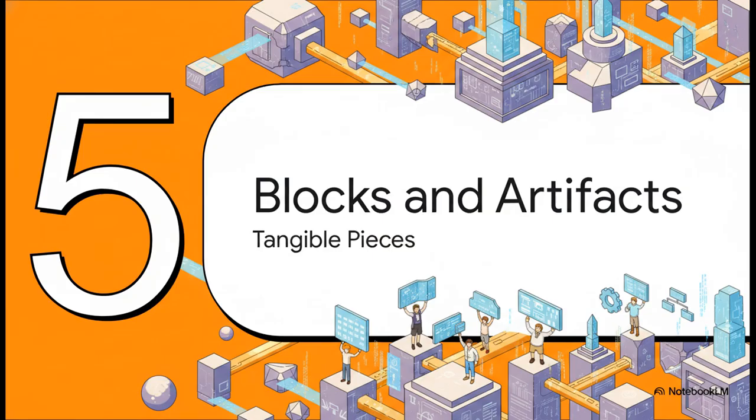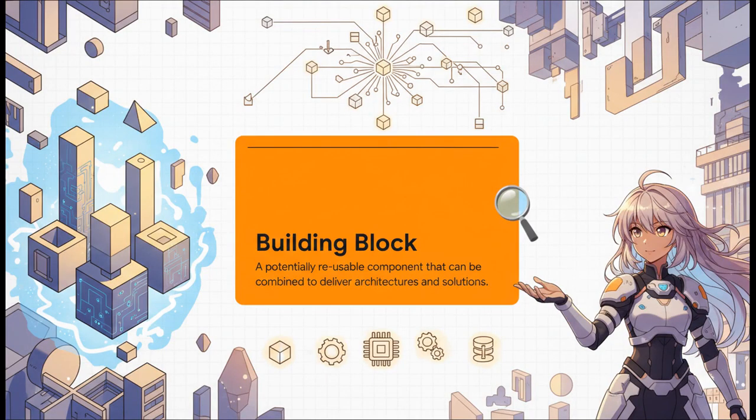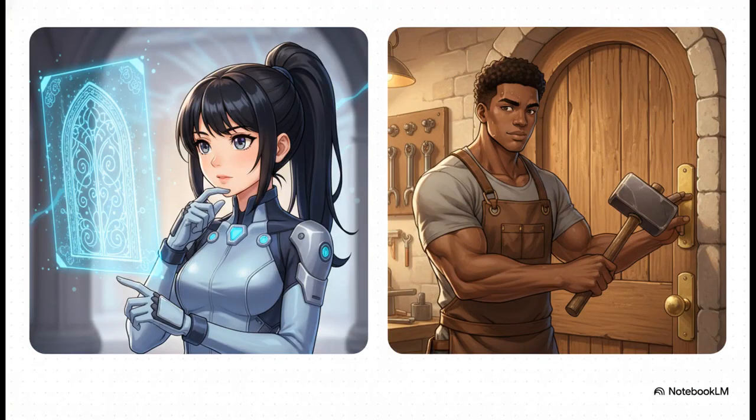We're zooming all the way in now. We're shifting from the macro-level city view right down to the tangible, reusable pieces we use to construct our designs. A building block is exactly what it sounds like, a potentially reusable component that can be combined with others to deliver architectures and solutions. These are our fundamental construction materials. Depending on where we are in the planning process, they can be anything from a simple high-level outline to a fully decomposed technical specification.